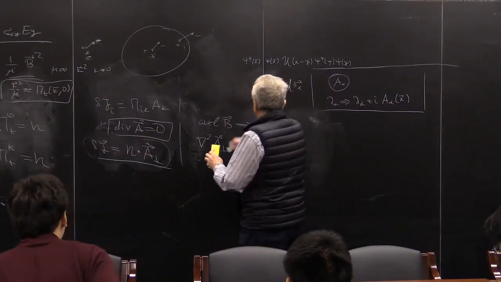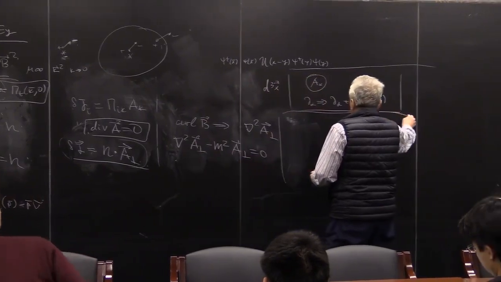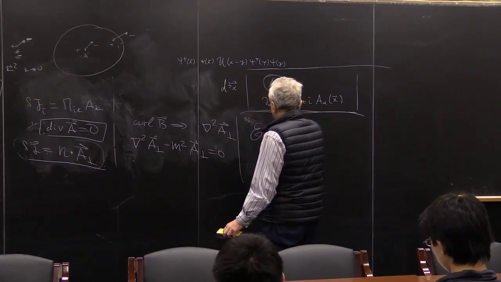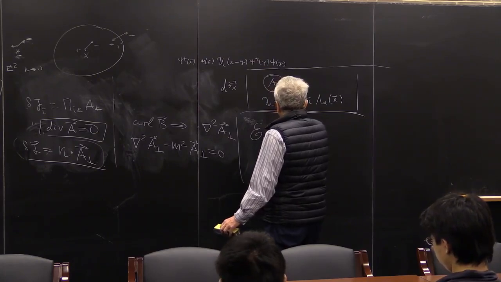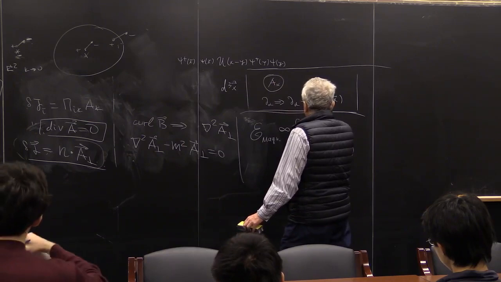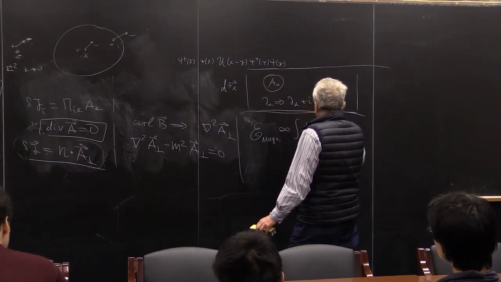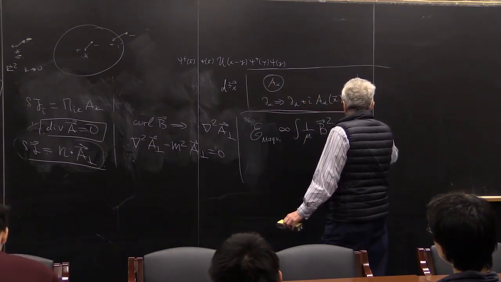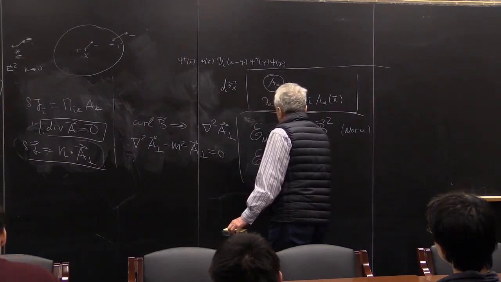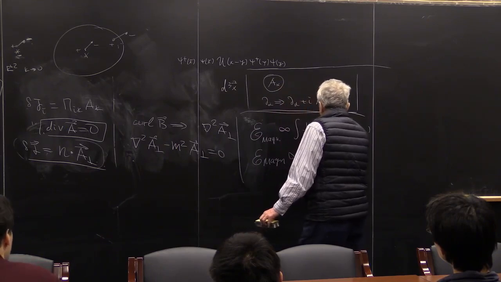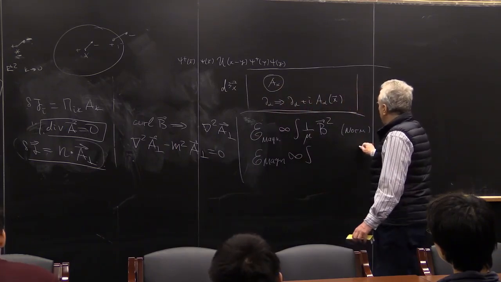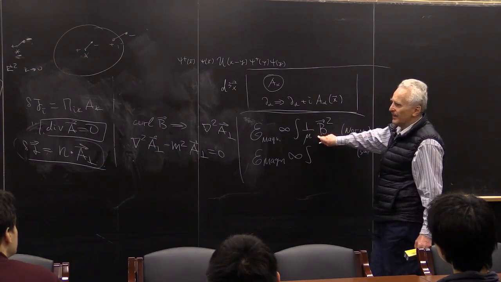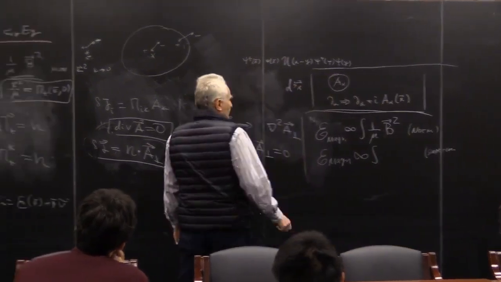And the last comment about this Meissner effect is that in the magnetic energy, in paramagnets in normal matter, it's 1 over mu B squared. In the case of superconductors, what do you think will replace this formula?